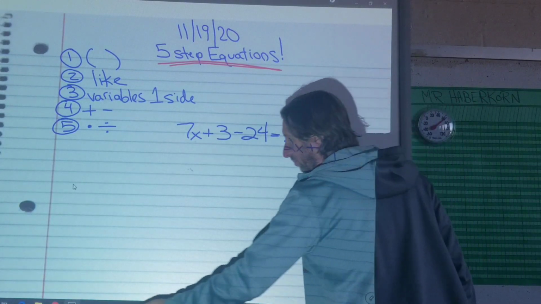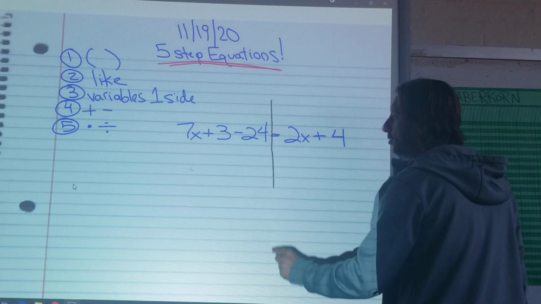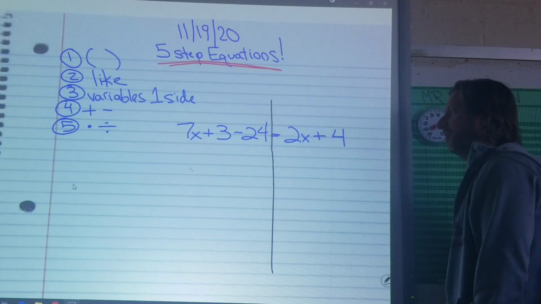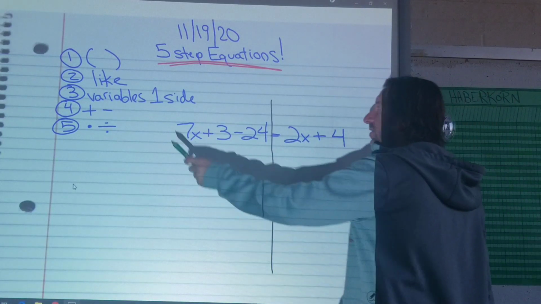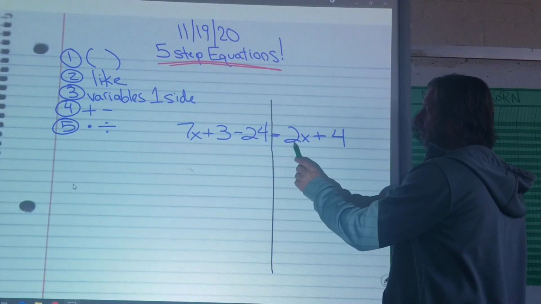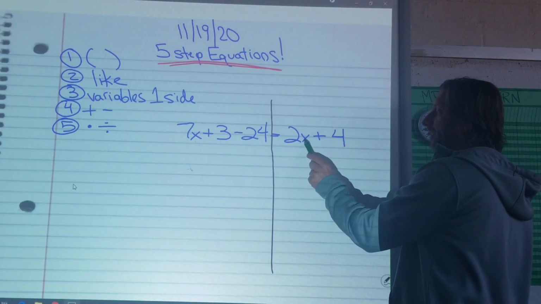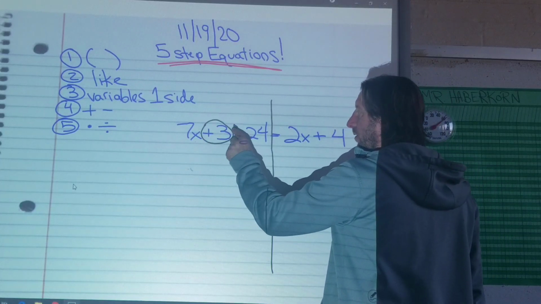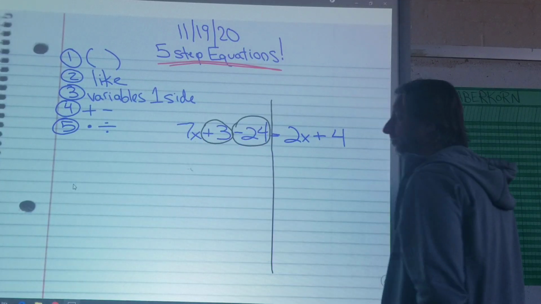Okay. Always start off drawing our line, cut our problem in half. Okay, parentheses. I don't see any parentheses. So in this one, we're skipping the first step. Go to look for like terms. These are unlike terms. One's an x and one isn't. Here's our like terms, the plus 3 and the minus 24.